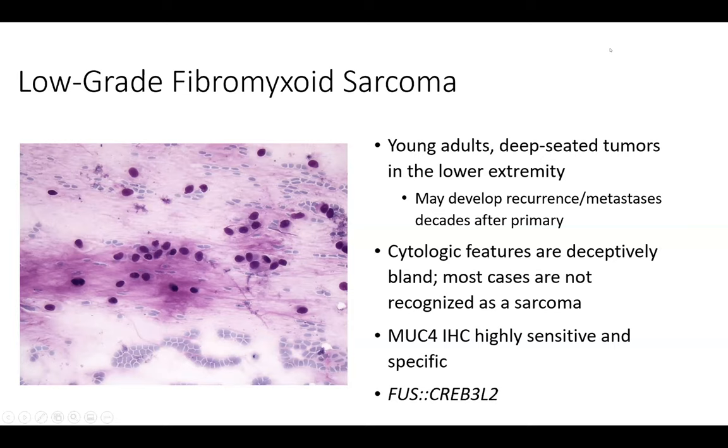Low-grade fibromyxoid sarcoma typically arises in young adults as deep-seated tumors in the lower limbs. It has a characteristic clinical course where these patients will often enjoy a long lifespan and develop recurrences and metastases decades after primary diagnosis. These cytologic features are really deceptively bland, and most are difficult to recognize as sarcomas. Again, it really is this very subtle, slightly ovoid, slightly atypical, slightly hyperchromatic tumor cell population that should tip you off into staining for MUC4.